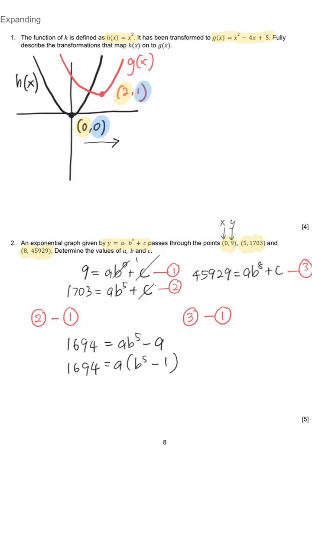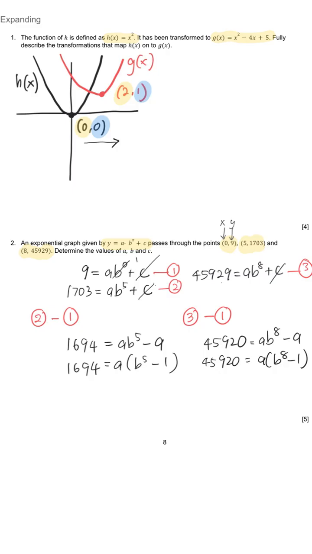We do the same with equation 3 minus 1. The c cancels out, and on the left side we have 45929 minus 9, which gives 45920, equal to a b^8 minus a. Again, we can only factorize, so this will be 45920 equals a(b^8 minus 1). This is the most we can do now.